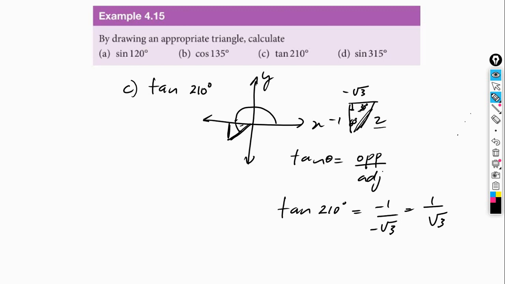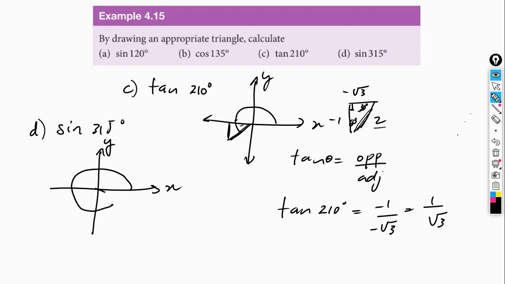Now for D, they want us to find sine of 315 degrees. So notice that 315 degrees is going to be almost a full circle. So this is x, this is y. The angle they want us to find, or the sine of the angle they want us to find, is 315 degrees. So it goes something like this. And this would be the terminal side. Now, excuse my drawings.